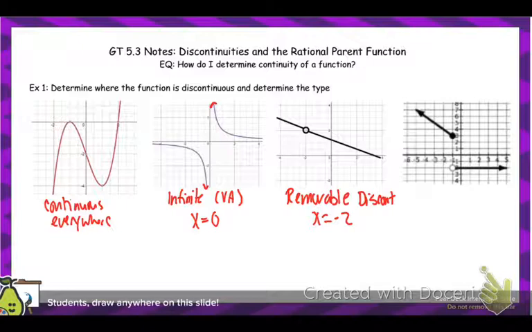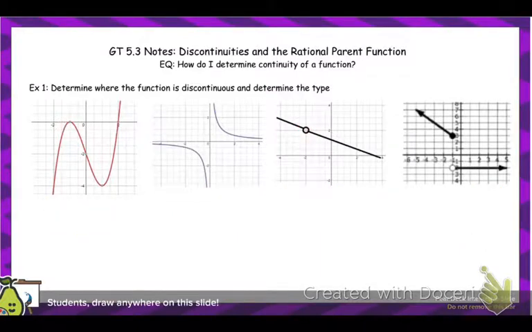The last type of discontinuity is a jump or a break. These happen most often in piecewise functions. So if you remember piecewise functions, it's a certain function on a certain domain, and this function is discontinuous at x equals -1. And again, your left side and right side are approaching different values. So with an asymptote, they were approaching either positive or negative infinity. With a jump or a break, they're just approaching different y values. With a removable, they're approaching the same y value. So now let's look at some equations.